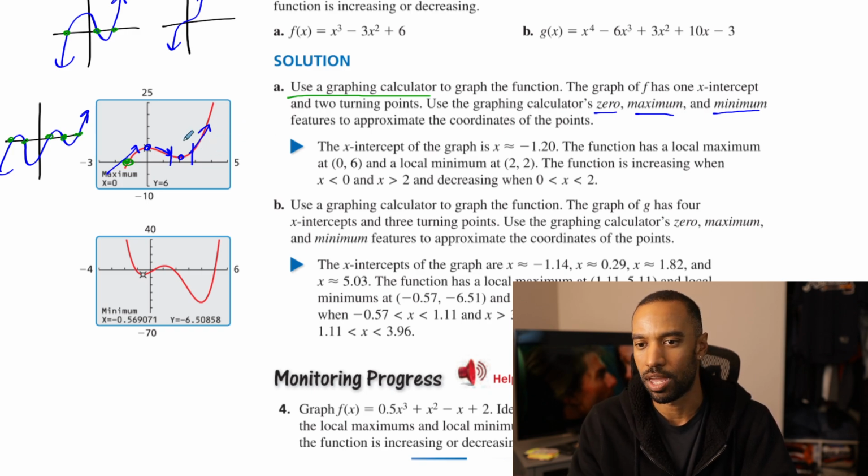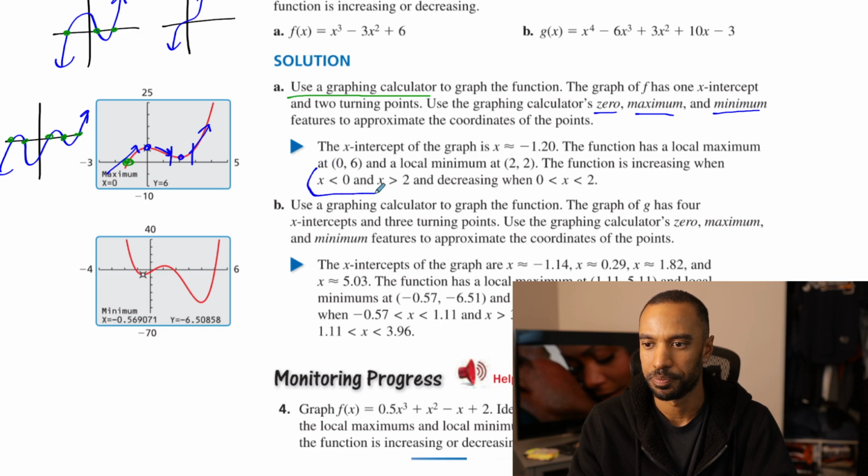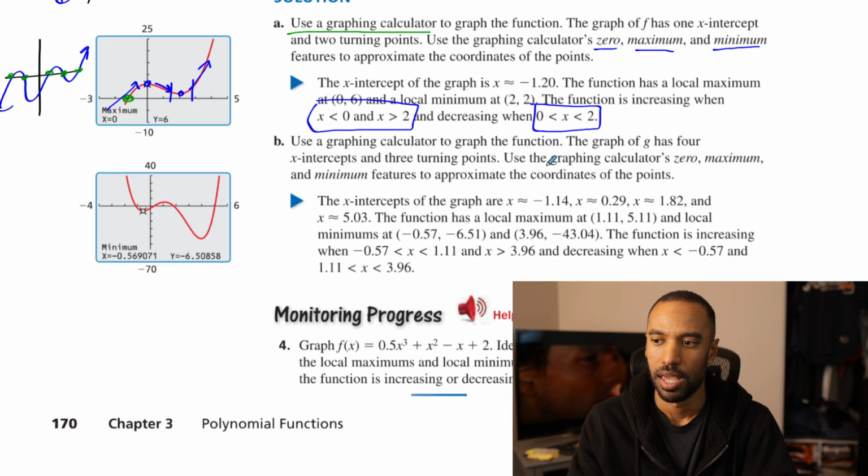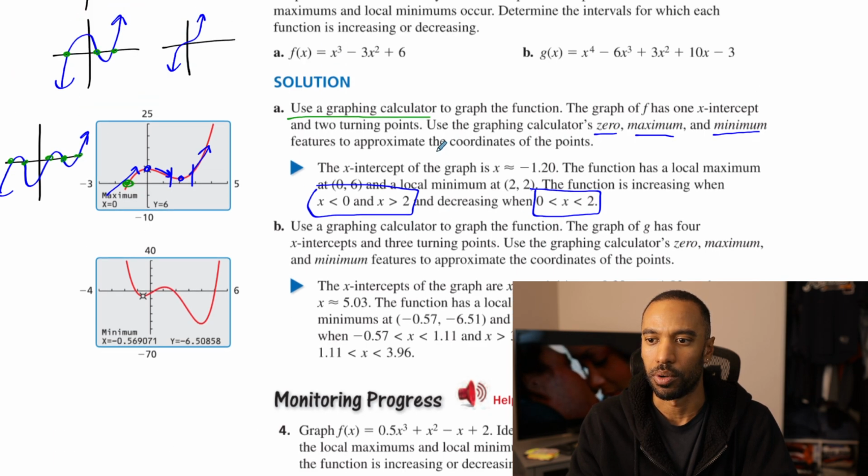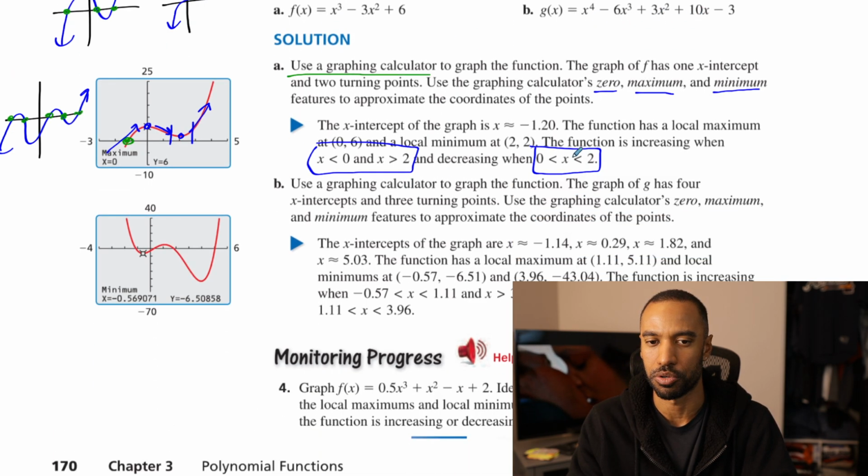So you can tell intervals for which the function is increasing: to the left of 0 and to the right of 2. That's here. And it decreases in between 0 and 2. And then let's see what else they want us to do. Oh, here's the second part, second question. I'll go faster through this one.